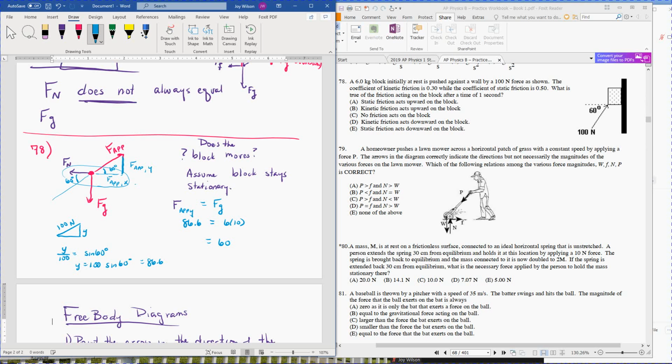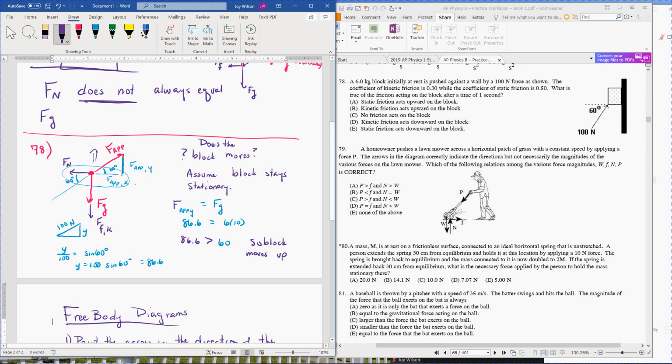So 60 is less than 86.6. So the block moves up, and we must have kinetic friction. And if the block is moving upward, the kinetic friction, force friction kinetic, would be downward. Okay, so there's the way to apply the free body diagram.